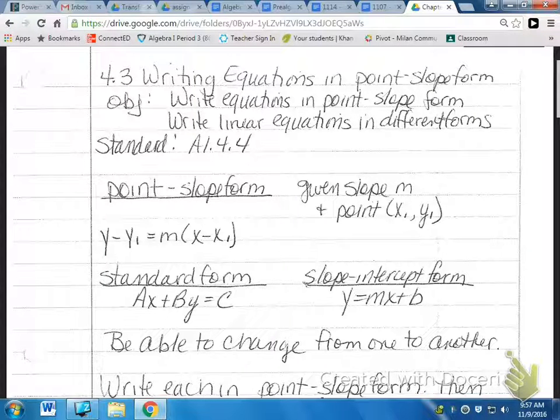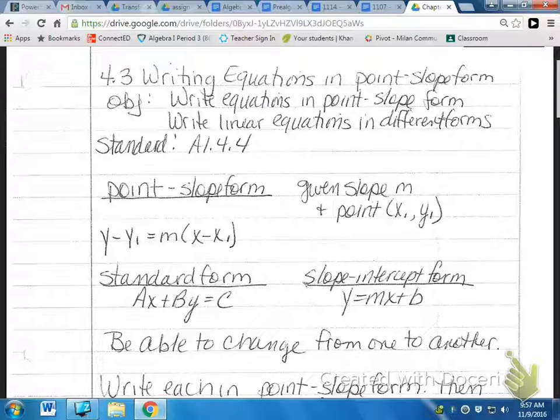Lesson 4.3, writing equations in point-slope form. This is a new form that you're going to see today that we haven't looked at before. You're going to write equations in point-slope form, but more importantly, you're going to write linear equations in different forms. Your job really is to be able to transfer from one form to another. It's going to be really important that you know the difference in the forms. We're doing standard A1 4.4 today.